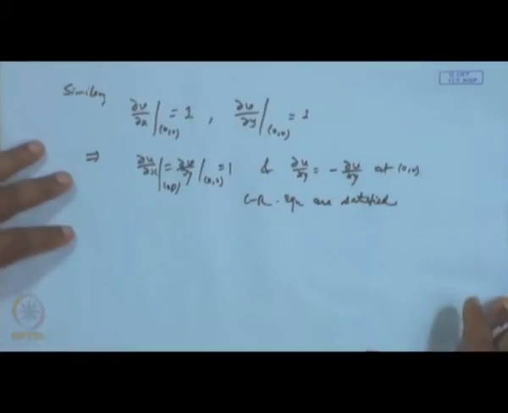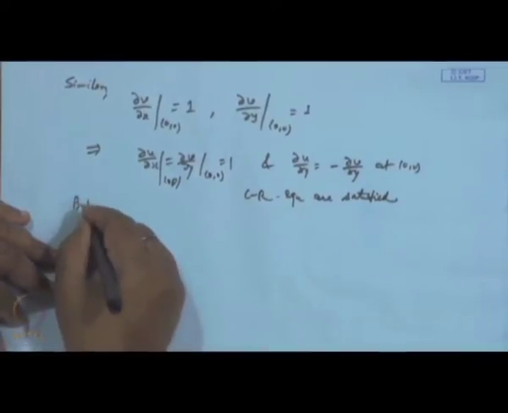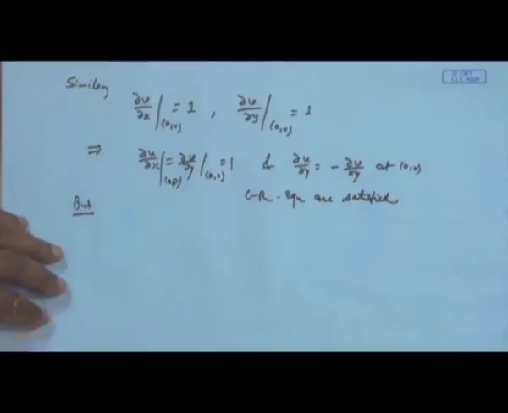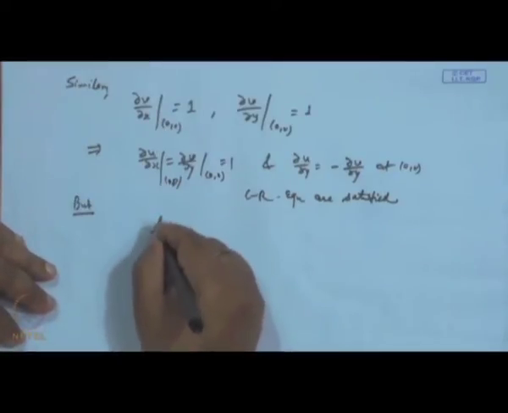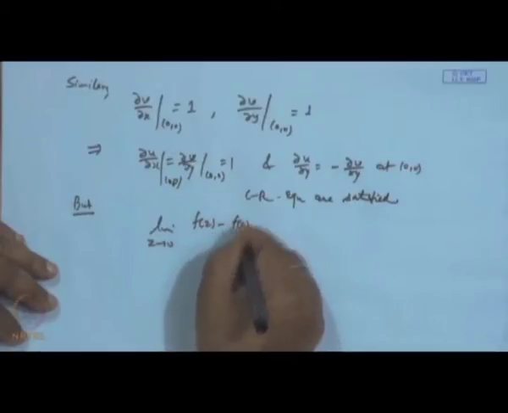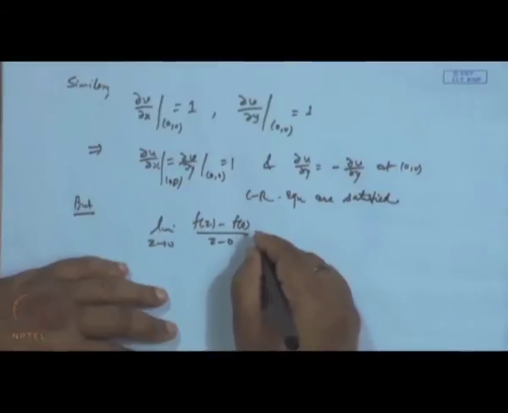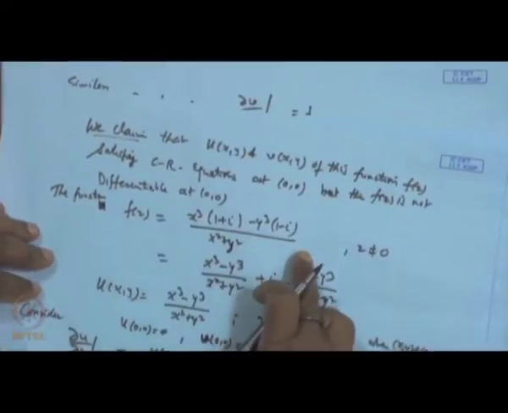CR's equations are satisfied, but the function is not differentiable. But what is the derivative of the function? The limit as z tends to 0 of (f(z) minus f(0)) over (z minus 0). Now, this is nothing but, what is our f? f is this function, is it not?